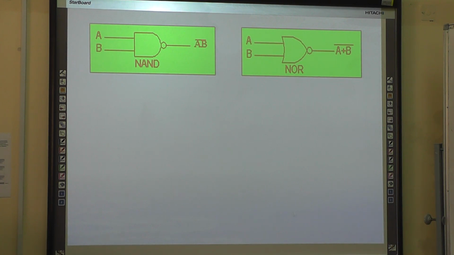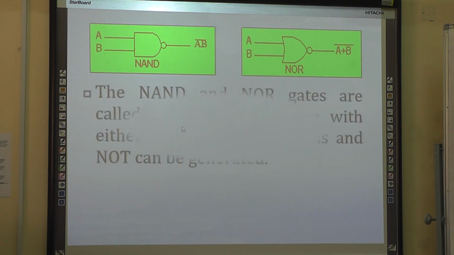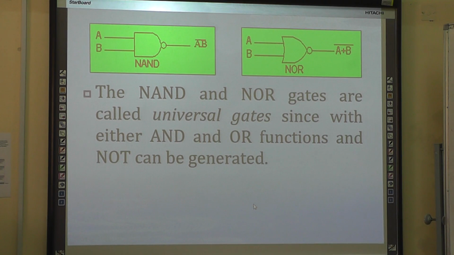So here are the symbols of the NAND gate and the NOR gate. The NAND and the NOR gates are called universal gates, since either AND or OR functions and NOT can be generated from these gates. So we will do this in our succeeding lessons.